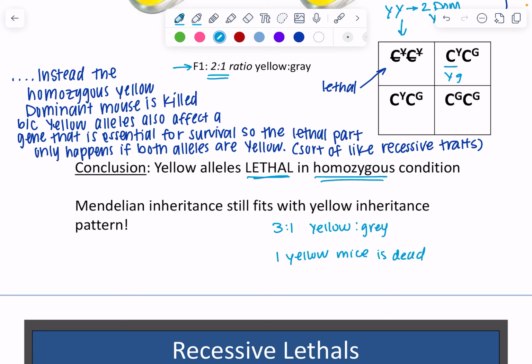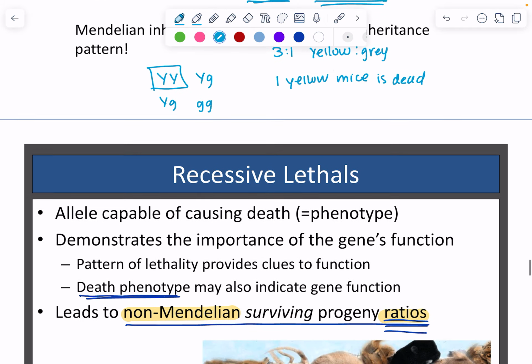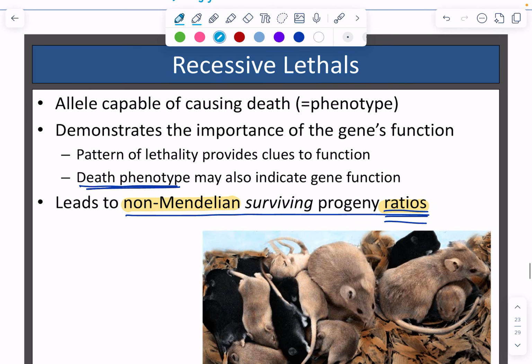And since we know that you get these relationships of dominant, dominant; dominant, recessive; dominant, recessive; recessive, recessive, they're saying that, well, if it's yellow and yellow's dominant, then yellow must also be acting as a recessive trait for something else that's killing the mouse. It didn't produce something that was necessary for the mouse to live.